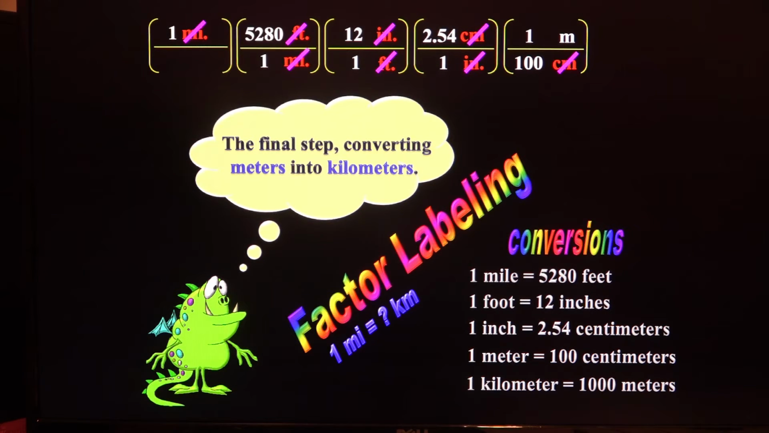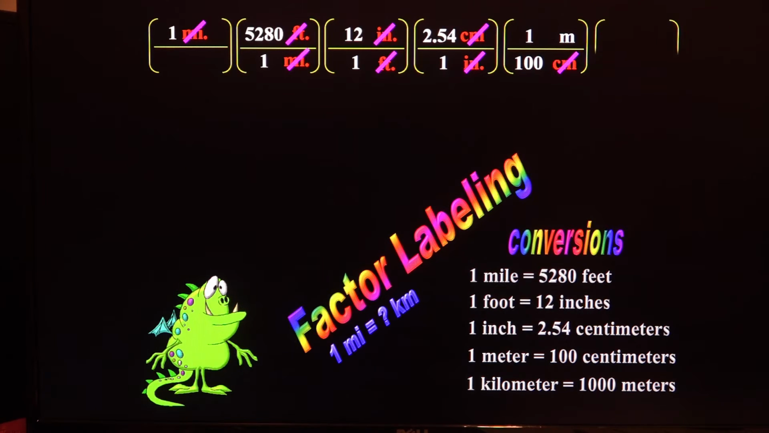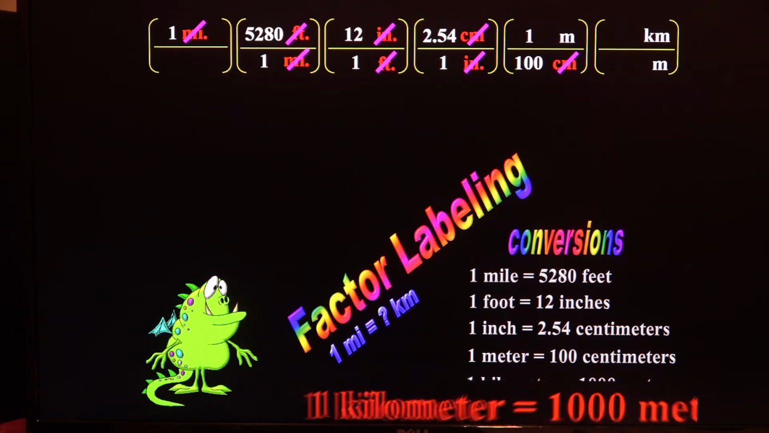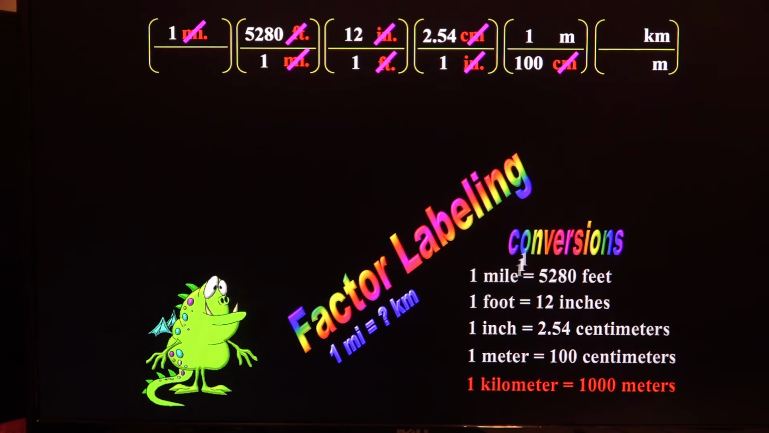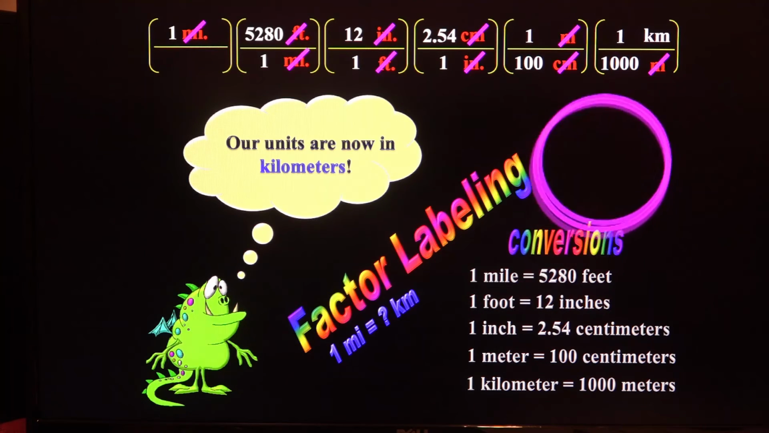The final step is we're going to convert meters into kilometers. Draw another set of brackets, horizontal line. Match units, top to bottom. What are we converting to? Okay, how many meters in a kilometer? 1,000. So 1 kilometer is the same as 1,000 meters. Meters on the top and the bottom reduce out. Our units are now in kilometers.